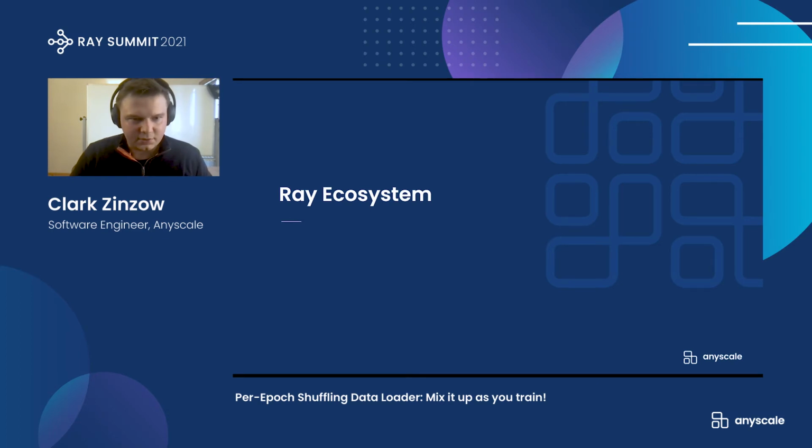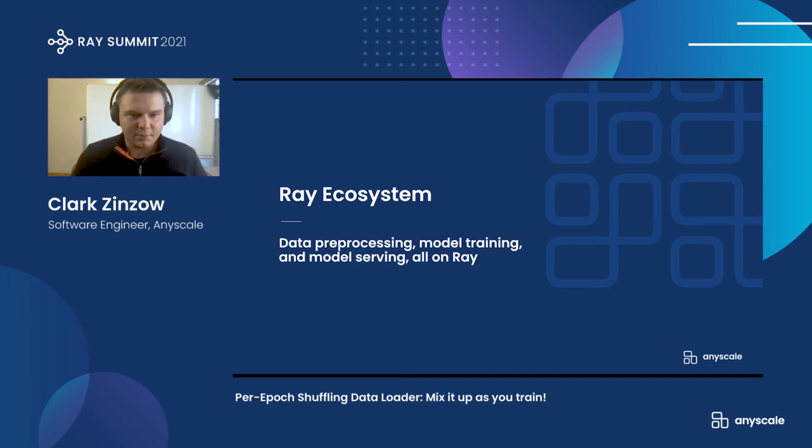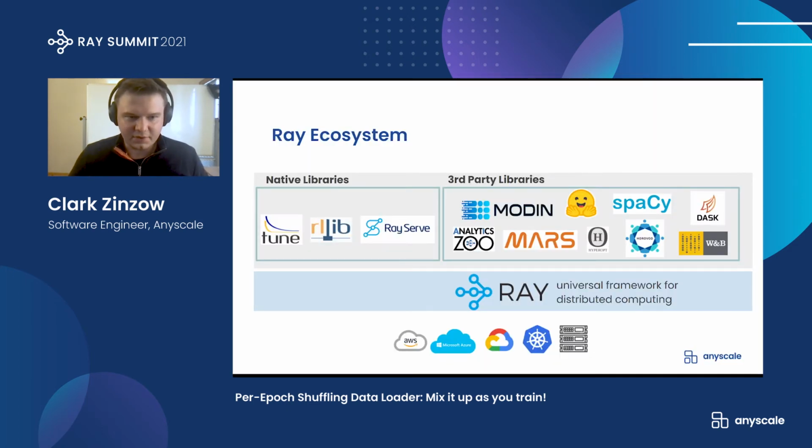The Ray ecosystem too, big pro of Ray. We have integrations around data preprocessing, model training, model serving, all on a single Ray cluster infrastructure. And so this is a brief little overview. We've got some Ray native libraries for machine learning, such as Tune, RLlib, Ray Serve. And then we also have some third-party integrations, including distributed training options, such as Horovod. And it's all running on top of Ray, this universal compute substrate. And then Ray can run on top of your favorite cloud. It can run on Kubernetes, and it can run on-prem.